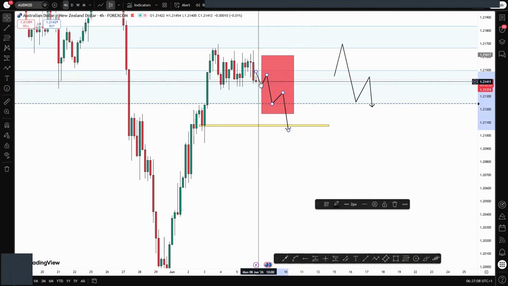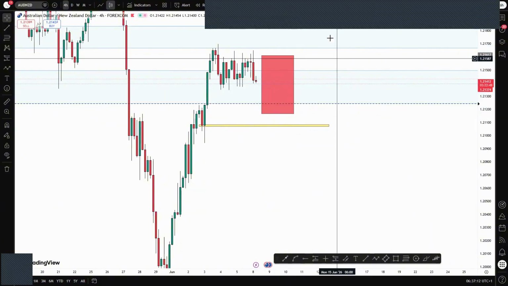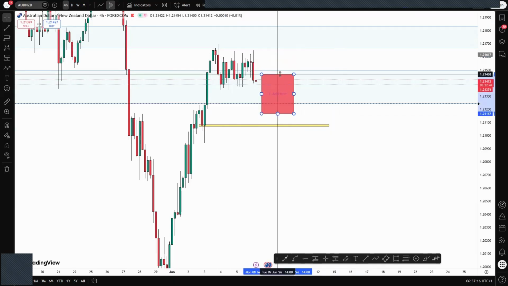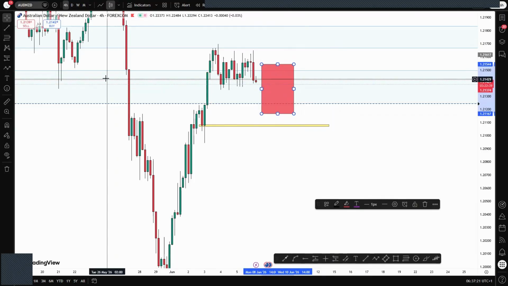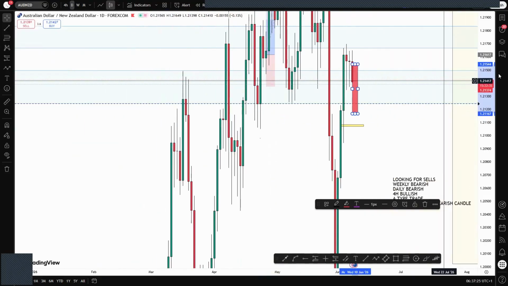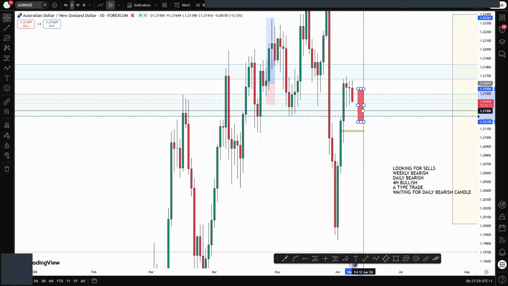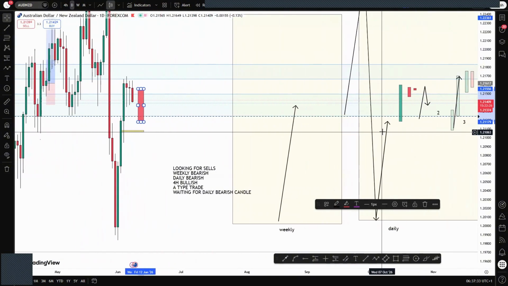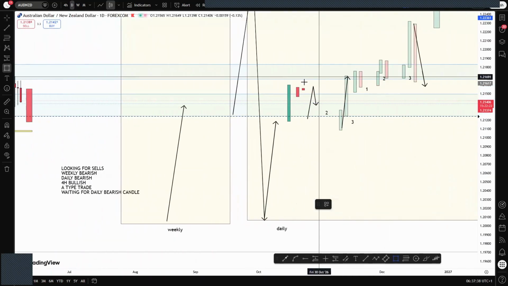But the 4-hour comes later. What's important now is the daily time frame close. Because if the daily closes in this bearish candlestick, we'll know that okay, now we want to sell. So this new week we are here.